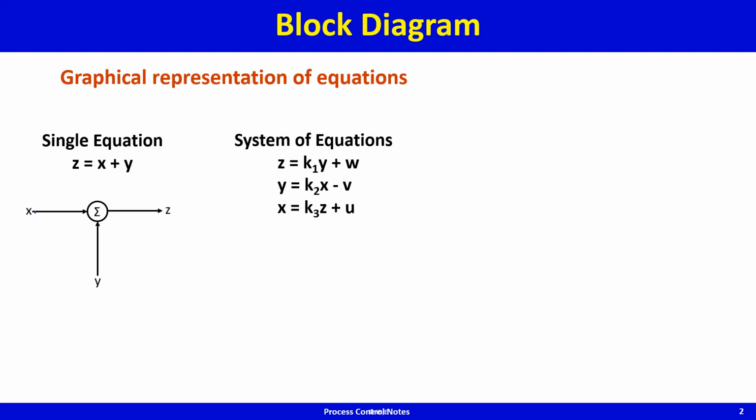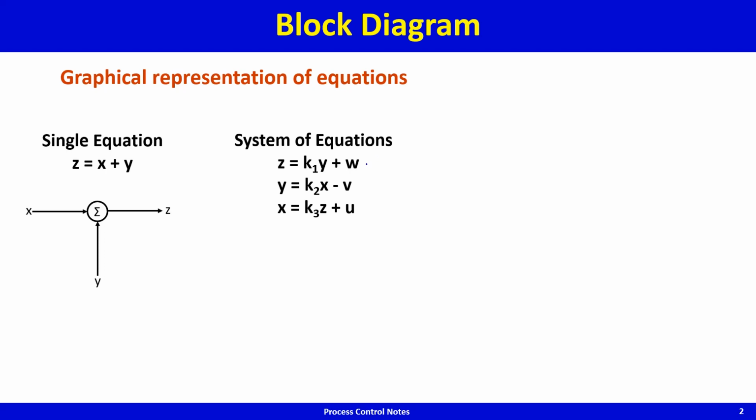Now let's take a system of equations, and the system of equations is here. z is equal to k1y plus w, y is k2x minus v, and x is k3z plus u. So now let's make a graphical representation of these equations, or make a block diagram corresponding to these equations.